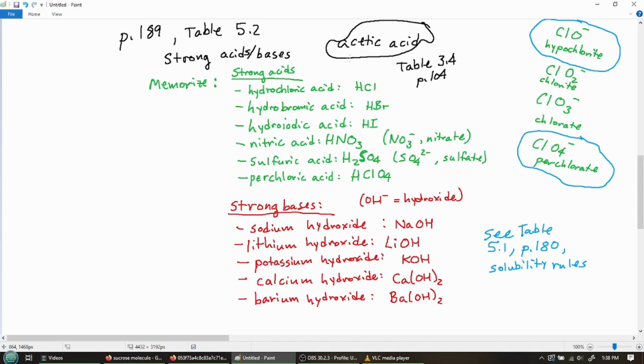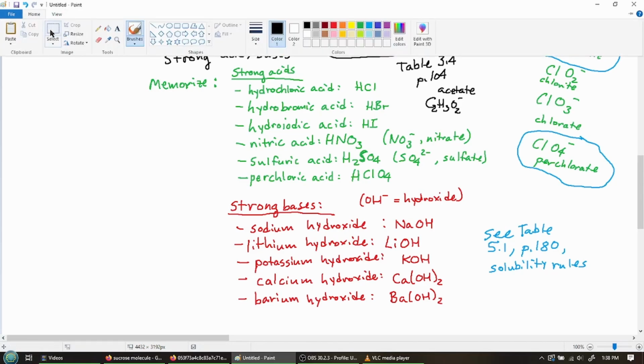Okay, so if you look at the table on page 104, hopefully you see that acetate has the formula C2H3O2 minus. So this thing is what is called acetate. Acetic acid then would be HC2H3O2. Okay. Now, HC2H3O2, acetic acid. Is this a strong or a weak acid?